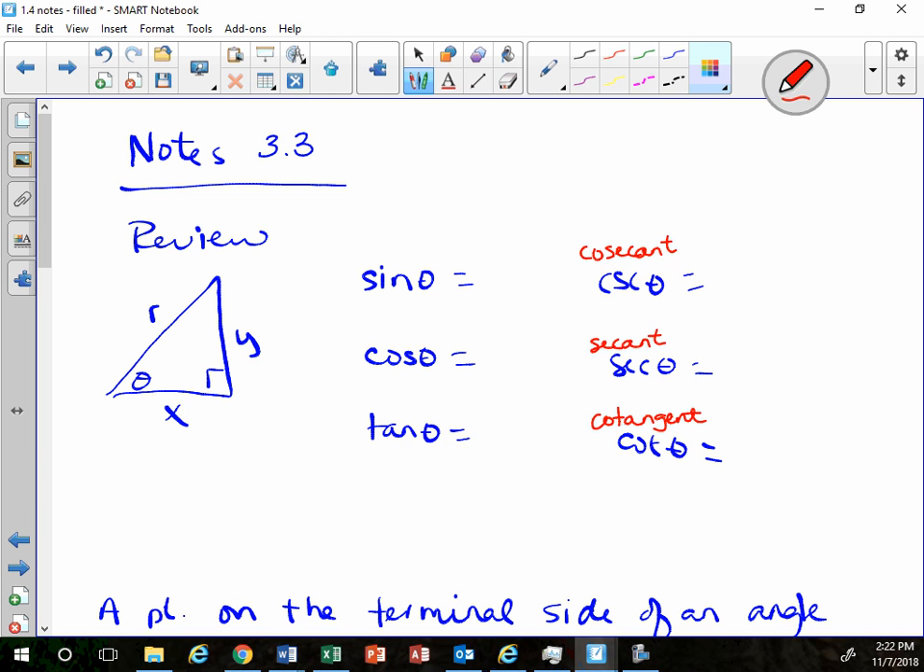Okay, so guys, the new ones over here are cosecant, secant, and cotangent. Those need to become a part of your world, all right?